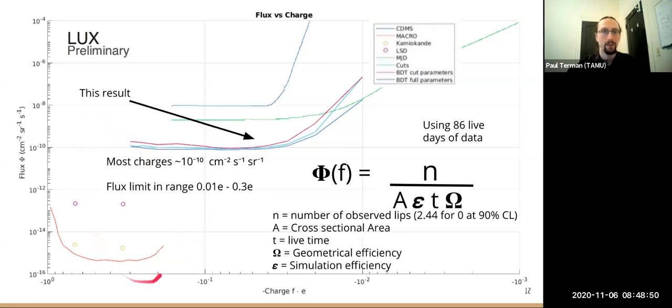We haven't been able to beat out some of the very, very large detectors like MACRO, who've gone out to very high charge, but we've really been able to hone in on this slightly smaller charge region.